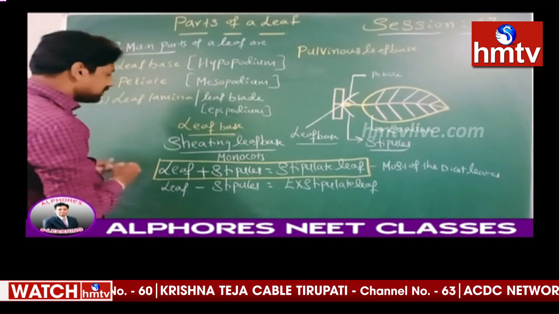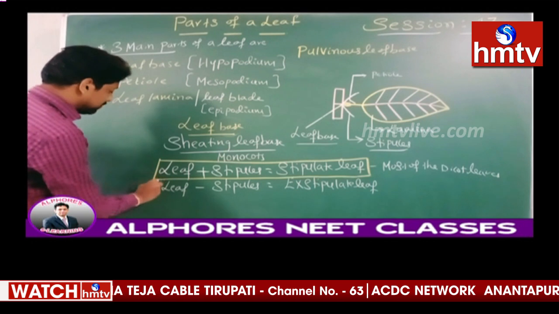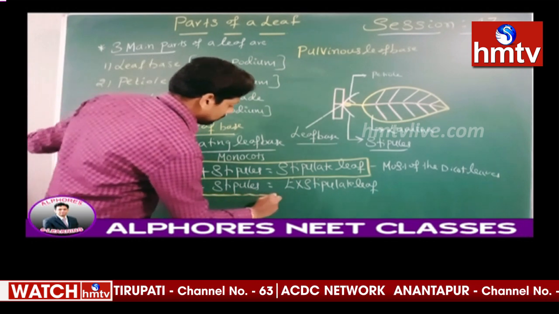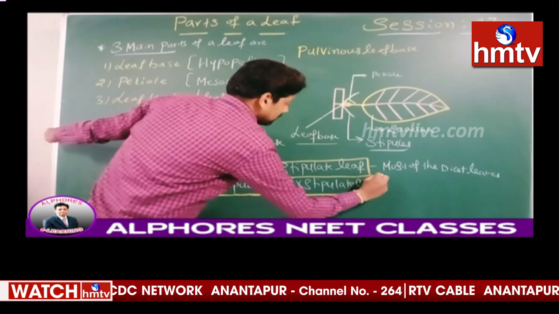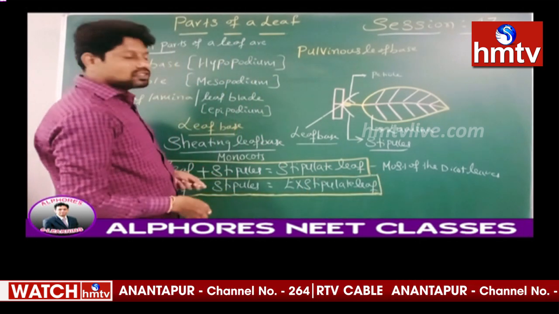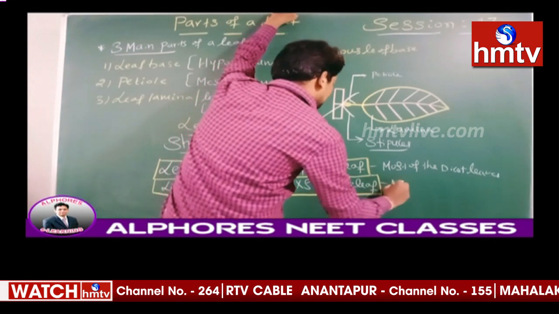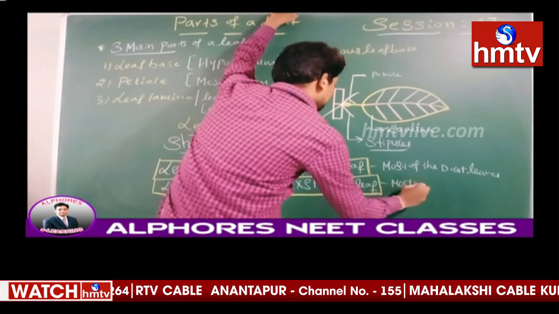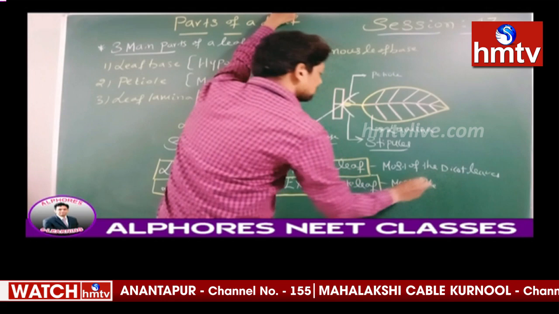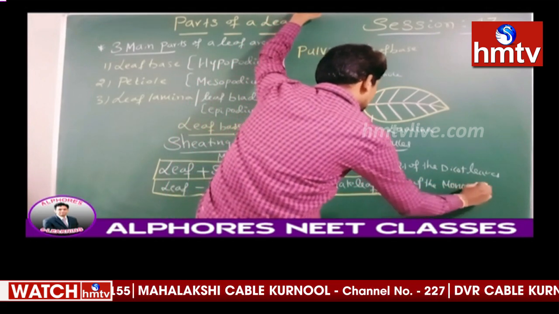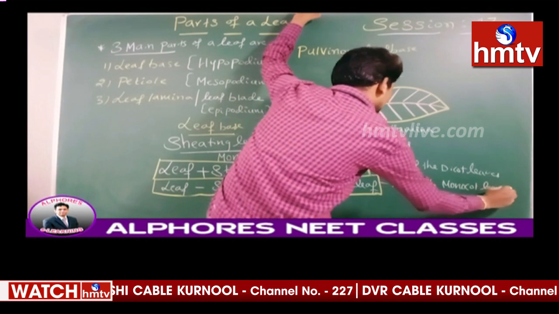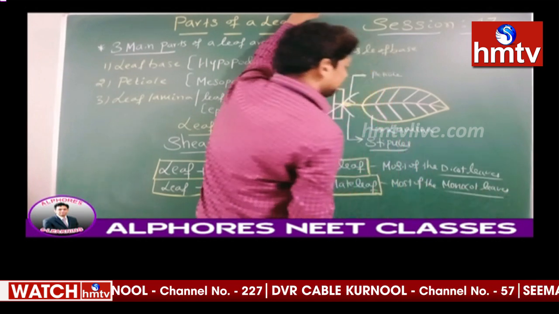If a leaf is without stipules, then what is that leaf called? An exstipulate leaf. Most of the monocot leaves are exstipulate leaves.